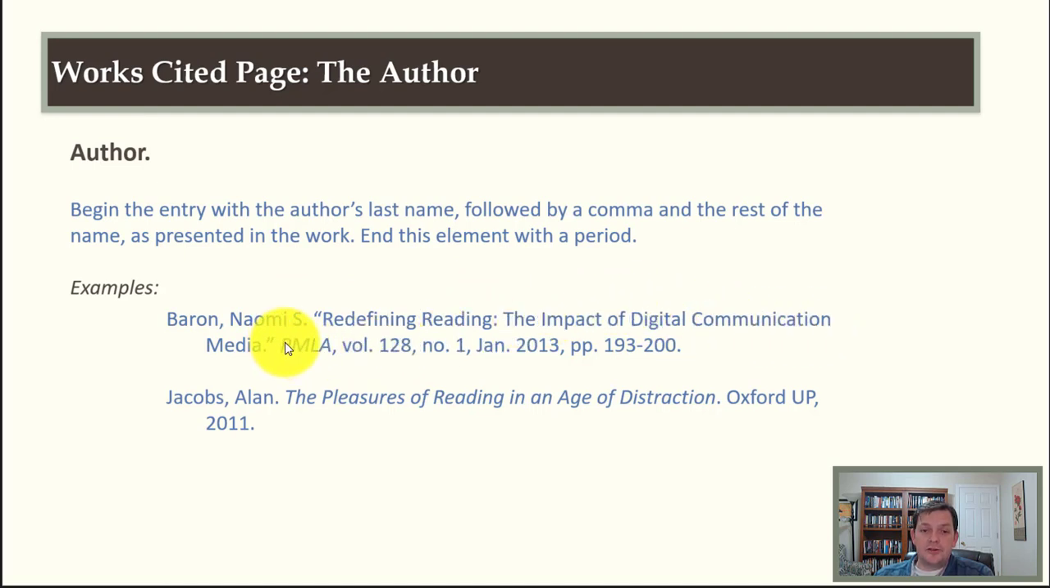Then you have the container of the work, which is PMLA, which is a journal. And you have the volume number and the issue number within that volume. You have the date, and then you have the exact location in that journal, which is pages 193 to 200. Notice the dash indicating from this point to this point.